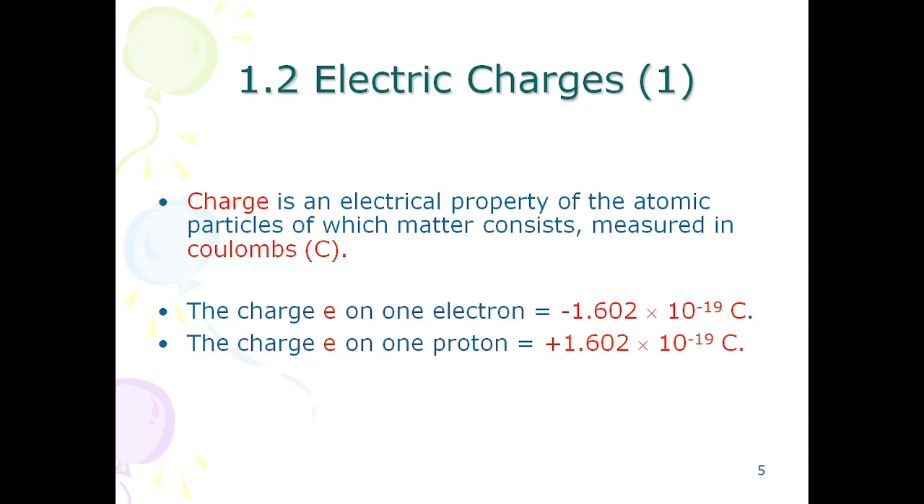Then first our article is electric charge. So charge is an electrical property of an atomic particle of which matter consists, measured in coulombs, and the charge on 1 electron is equal to minus 1.602 times 10 raised to minus 19 coulomb, whereas a proton has equal charge as an electron but with positive sign.